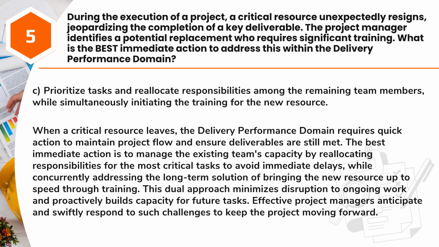Answer: C. Prioritize tasks and reallocate responsibilities among the remaining team members, while simultaneously initiating the training for the new resource. When a critical resource leaves, the delivery performance domain requires quick action to maintain project flow and ensure deliverables are still met. The best immediate action is to manage the existing team's capacity by reallocating responsibilities for the most critical tasks to avoid immediate delays, while concurrently addressing the long-term solution of bringing the new resource up to speed through training.